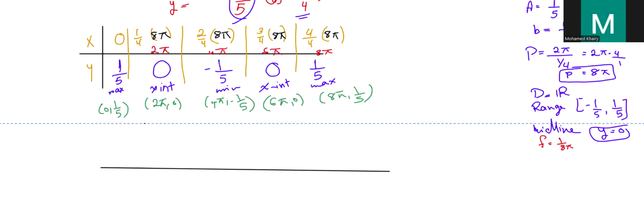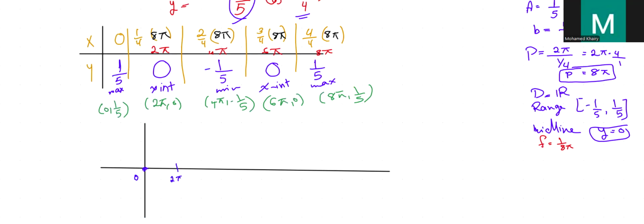Whatever we've got in our table, we are going to write it down, or we are going to divide our x-axis into it. So here I have 0, this is 2 pi, 4 pi, keep the same distances, 6 pi, 8 pi, 10 pi, and so on. To the left here, I have negative 2 pi, and so on. This is maximum, which is here 1 over 5, and minimum, which is here negative 1 over 5.